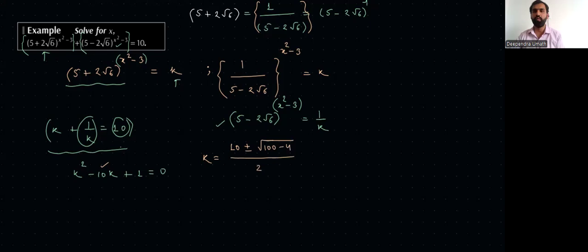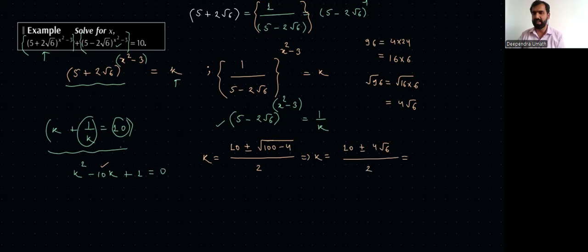96 is, I think, 4 times 24, I believe. Yes. So if it is 4 times 24, can I not say 24 can be written as 6 into 4? So that can be written as 16 into 6 as well. Now, what can you conclude about square root of 96? That means square root of 16 into 6. Can I write it as 4 times under root 6, which means the value of k I am receiving as 10 plus minus under root 96, which is 4 times under root 6, whole divided by 2, which eventually gives you the value of k as 5 plus minus 2 root 6.